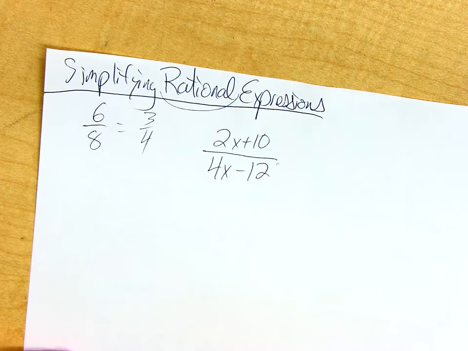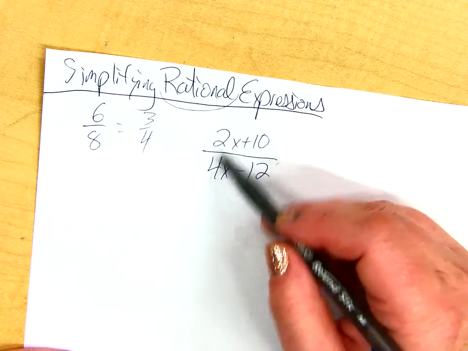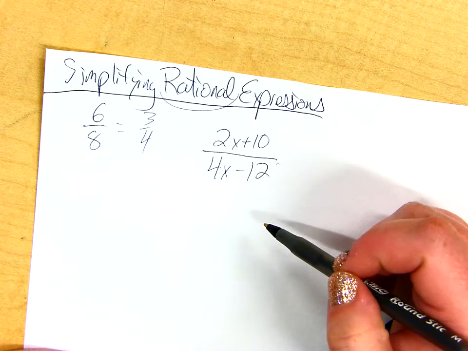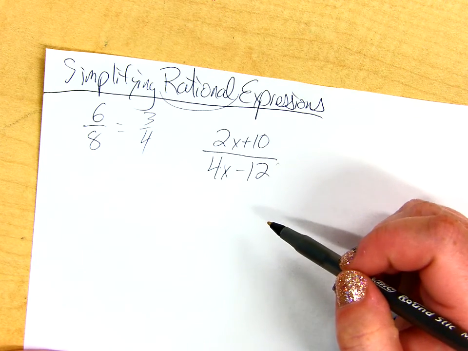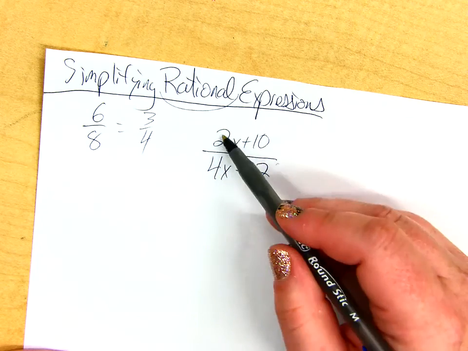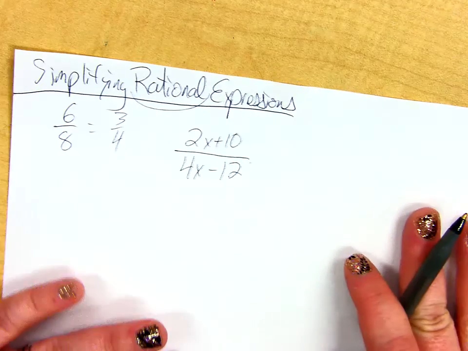Here's what you can't do. You can't just come in here and start reducing. Oh, look, 2 over 4 reduces to be a half. 10 over 12, that reduces to be 5/6. You cannot do that. Why? Because these are binomials.